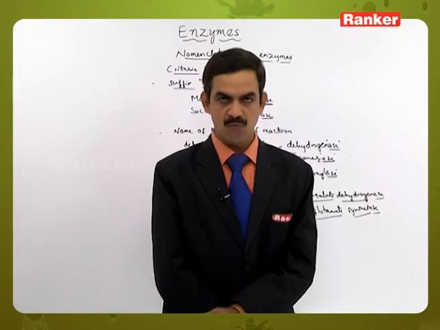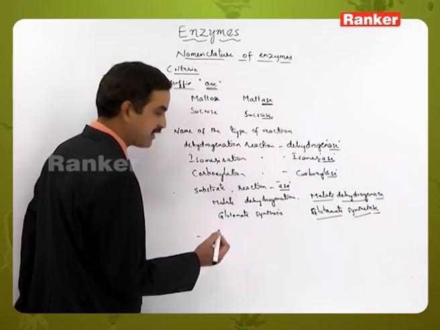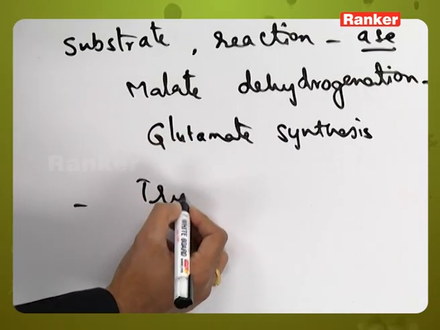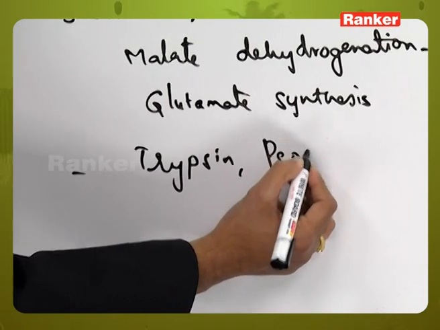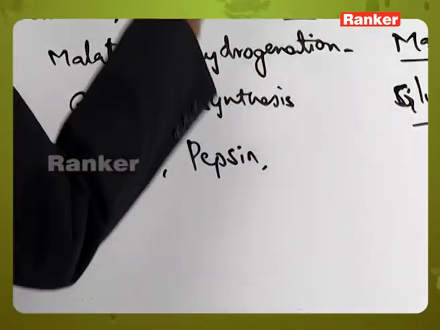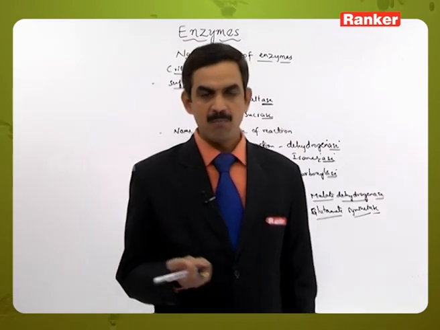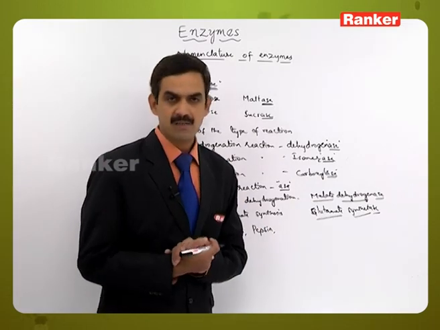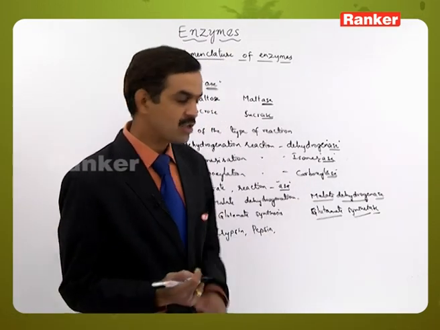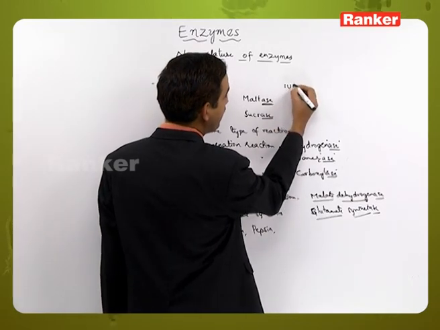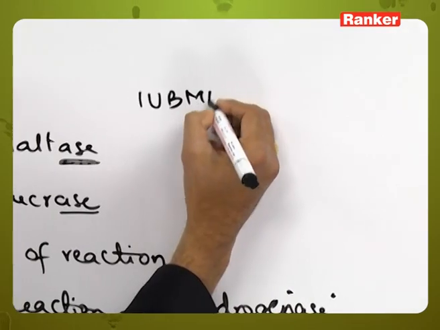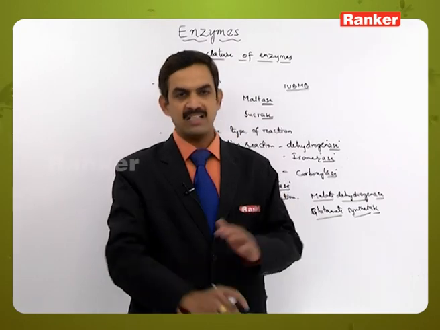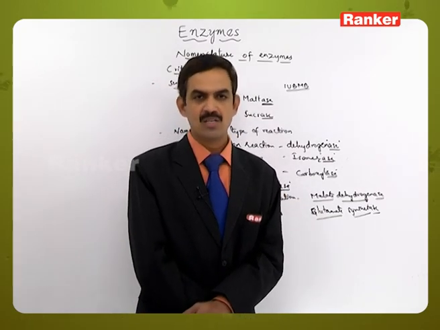So, likewise the third criteria is followed, and the fourth criteria is arbitrary, that is, there is no specific name or rule that has to be followed. Let us take some examples like trypsin and pepsin. These enzymes neither have the name of the substrate nor the type of reaction, nor do they end with "ase". So, likewise different criteria have been followed. These criteria have been given by the organization called IUBMB, that is, the International Union of Biochemistry and Molecular Biology, for the nomenclature of the enzymes.